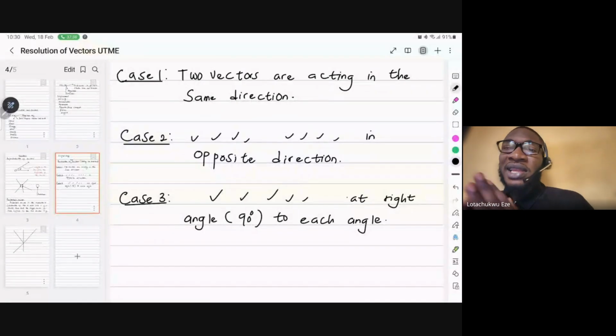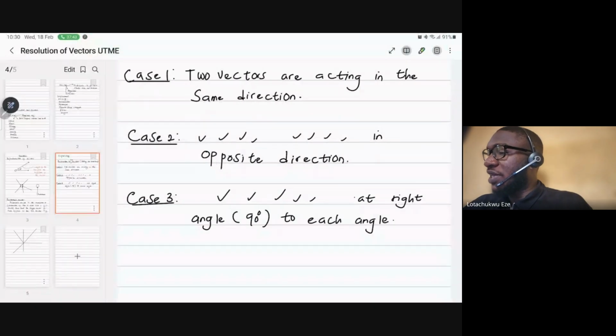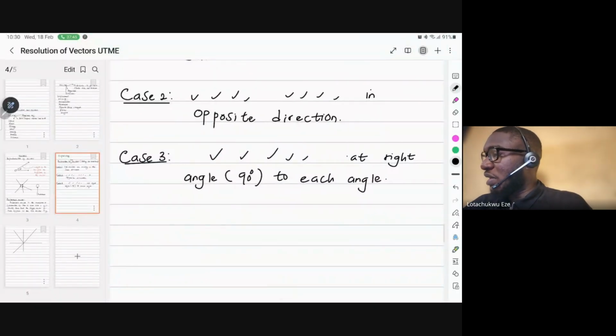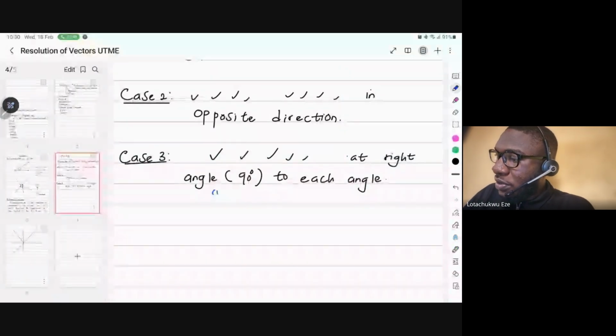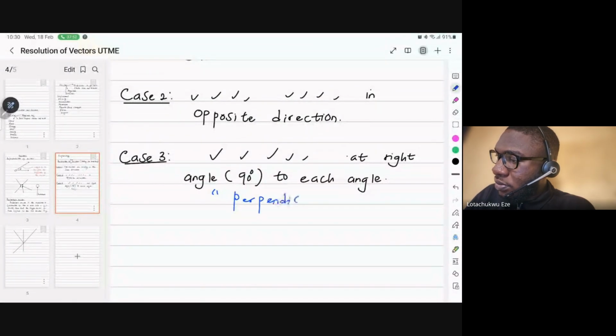So if you don't say they are acting at right angle, you can say that they are perpendicular to each other. I think that perpendicular is very important because in the exam, you hear perpendicular, right? That means we're talking about when they are what? Perpendicular to each other.